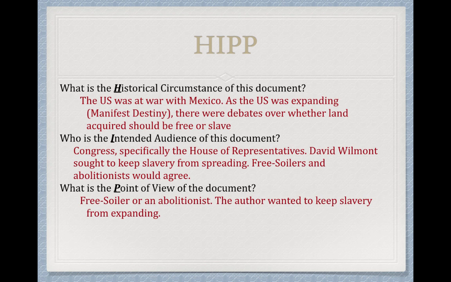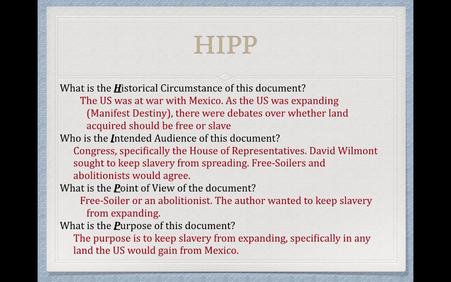The point of view of the document is the point of view of an abolitionist or a free soiler. The author wanted to keep slavery from expanding, and the purpose of this document, again, is to keep slavery from expanding, specifically in the land gained from Mexico at the conclusion of the Mexican-American War. So if you see this as part of a DBQ, here is your HIP analysis to include for that document.